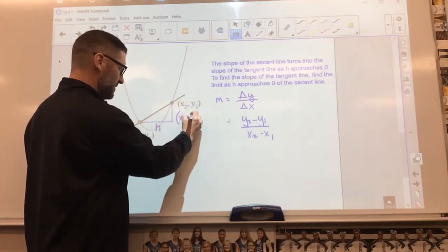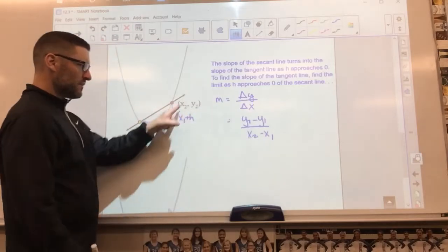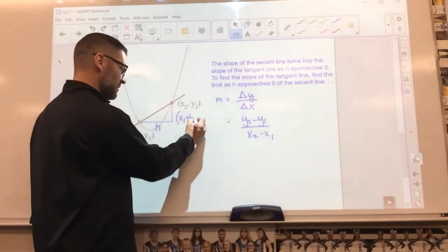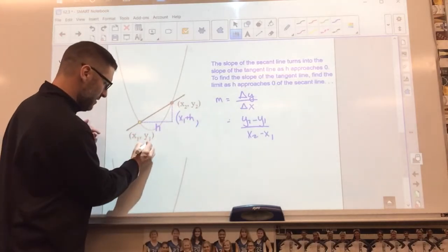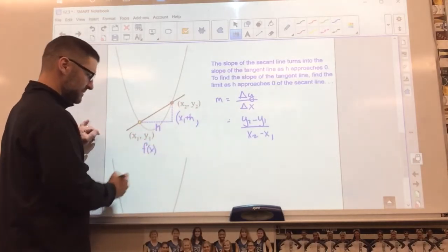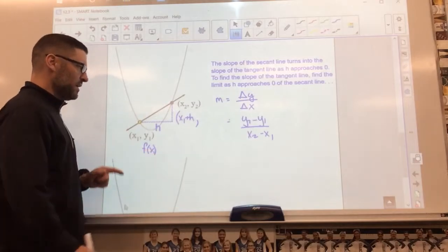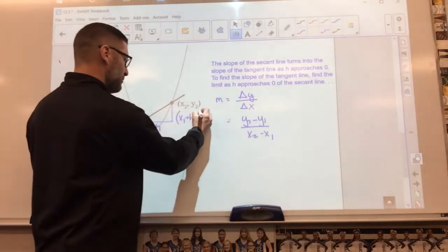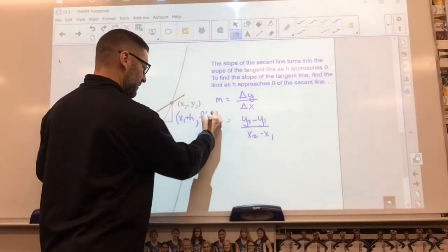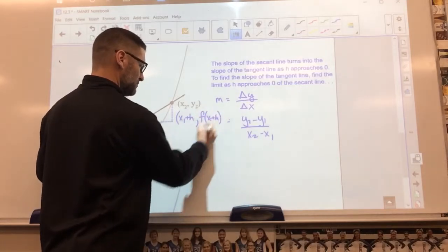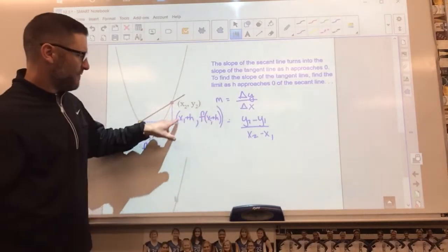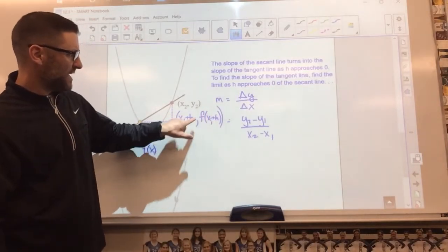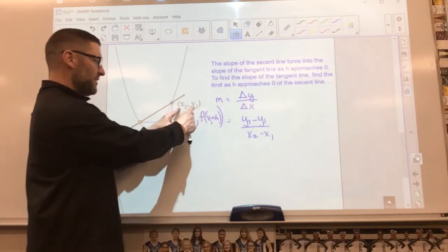x1 plus the h value. That's what x2 really is. And y2, well, y is another term for f of x. Actually, it's f of x1. So y2 would be f of x plus h, x1 plus h. Okay?